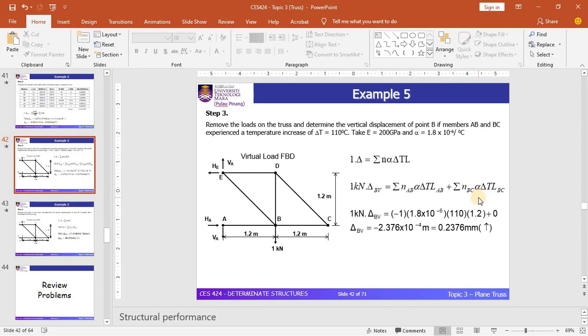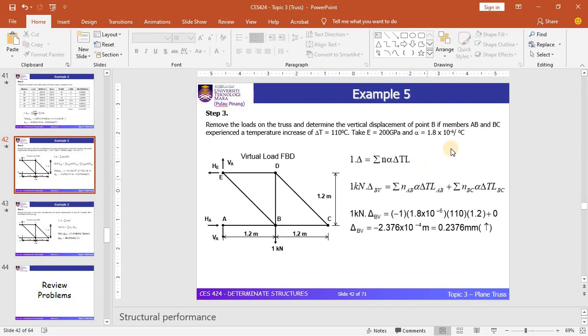If three members or four members are affected, you need three terms or four terms, based on the number of members affected in the system due to the temperature change.